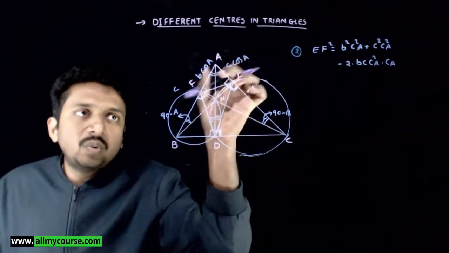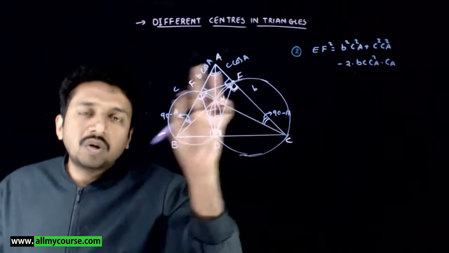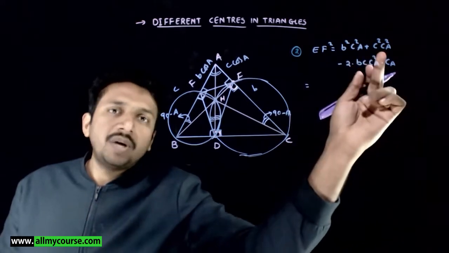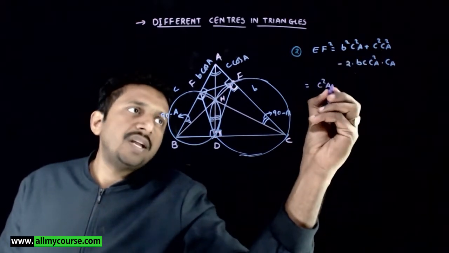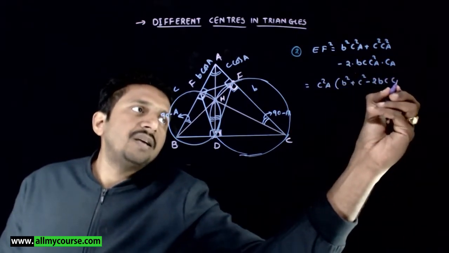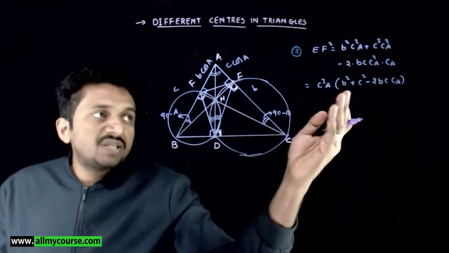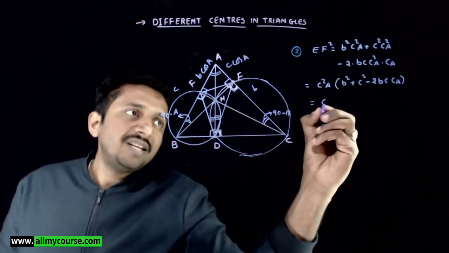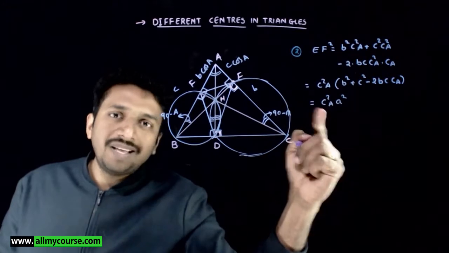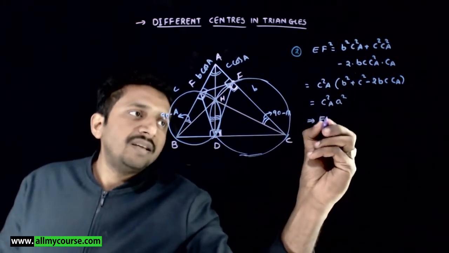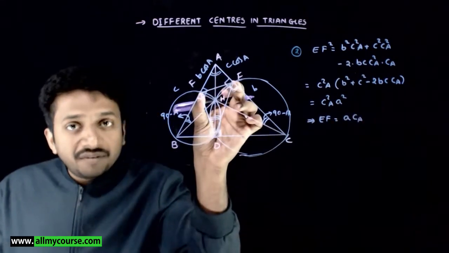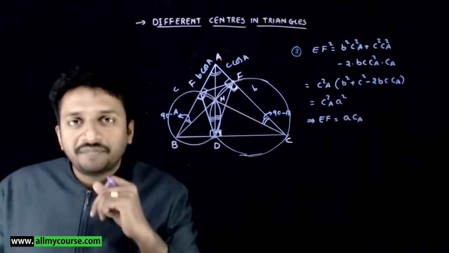That is AF square plus AE square minus 2 times AF times AE times cos A. So that is equal to b square cos square A plus c square cos square A. If you take cos square A as common, you get b square plus c square minus 2bc cos A. So what is b square plus c square minus 2bc cos A? That is nothing but the formula for a square. So this implies EF square is equal to a square cos square A, and this implies the length of EF will be equal to a cos A.